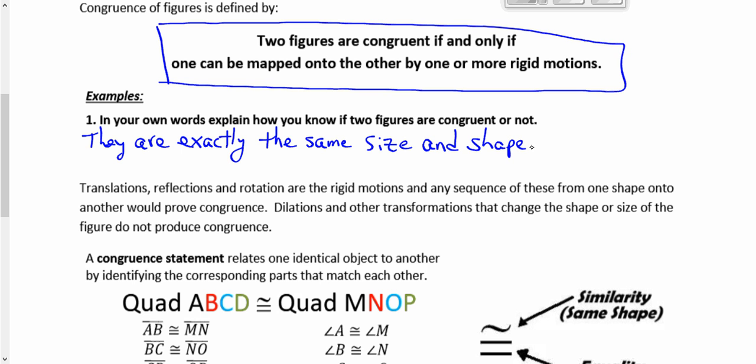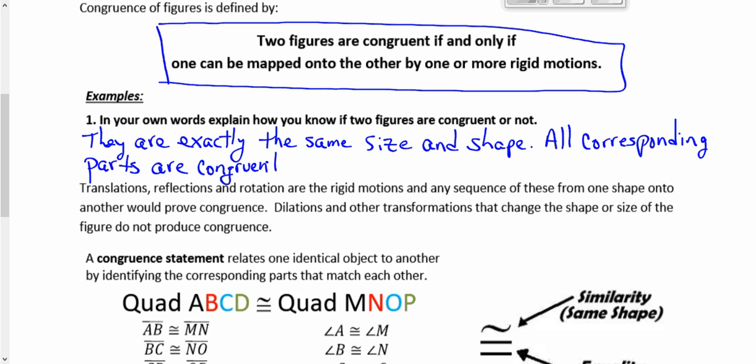If two figures are congruent, what could you tell me about all their corresponding parts, like sides and angles? They're all congruent, right? So all corresponding parts are congruent. Be careful, not just all sides. I have to say all corresponding, the ones that match up between the two. When I say parts, I mean sides and angles. Basically, parts make the shape.